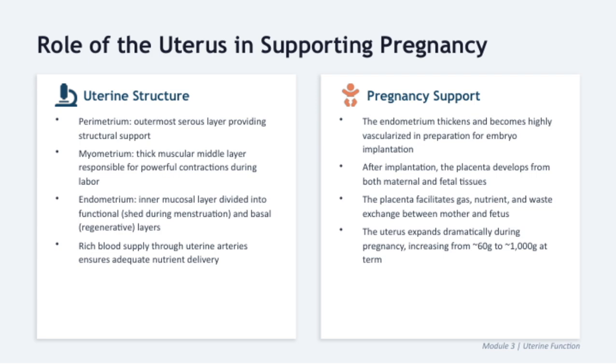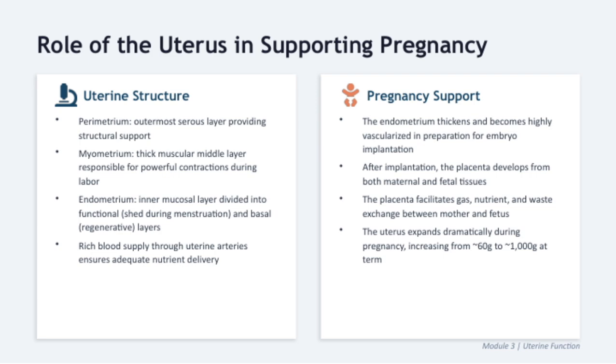The outermost perimetrium offers structural support through its serous layer, while the thick muscular myometrium is responsible for powerful contractions during labor, helping to deliver the baby. The innermost layer, the endometrium, is divided into two parts: the functional layer, which is shed during menstruation, and the basal layer, which regenerates the functional layer each cycle.